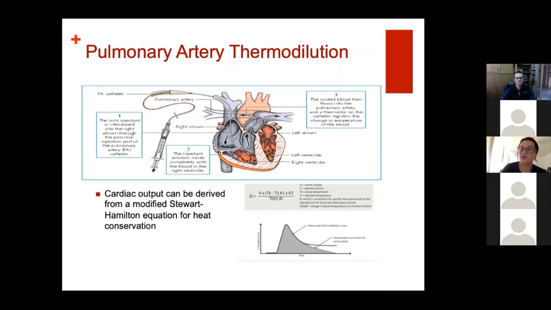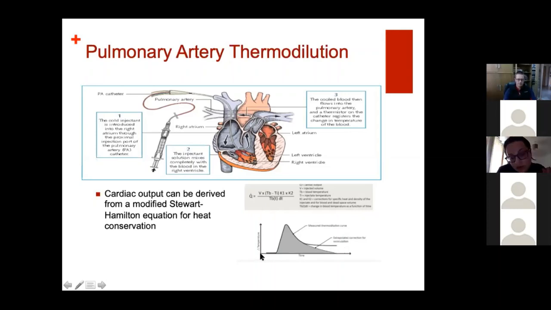and we know the temperature of that saline. By injecting it into the right ventricle, it travels all the way down to the pulmonary artery, where the tip of the catheter sits, which includes the thermistor, and we are monitoring temperature. The diagram that we get is very similar to the dye dilution technique.